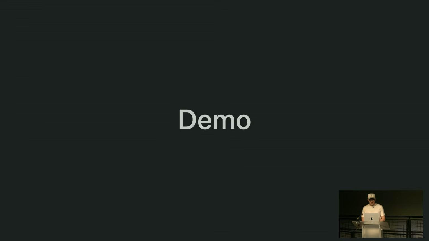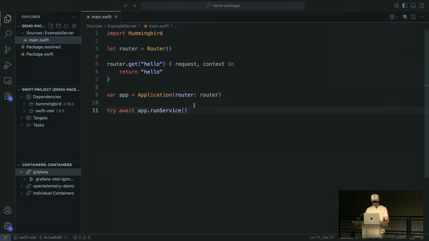Let's take a look at this API in action. I've headed over to VS Code, where I've got probably the world's simplest HTTP server. It has just two dependencies, Hummingbird and SwiftOTel 1.0. It has just one request handler listening on /hello and returning just the string hello. It's about as simple as it can get.